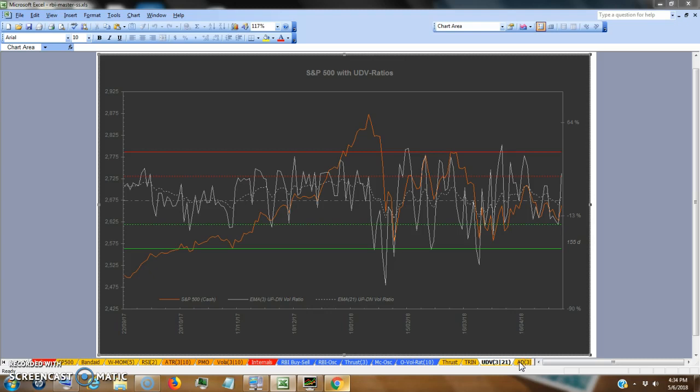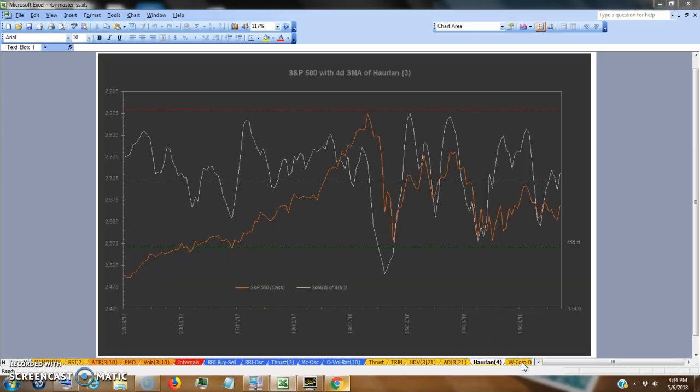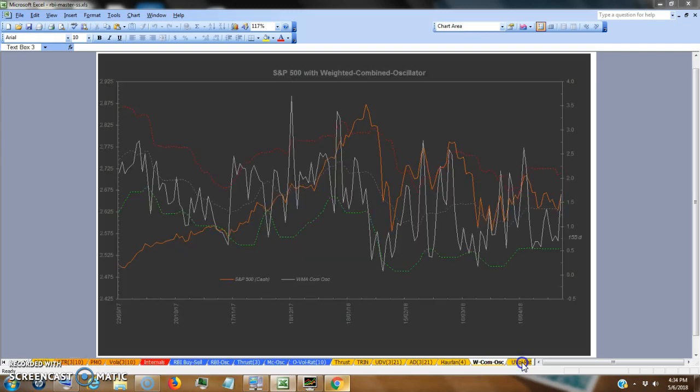This is a 3-day advanced decline oscillator to get minor extremes and then major extremes. I don't bring this up a lot. I just like to see this agree with the other indicators. If we're at an extreme, it's a bit more important. The Hurlin index, we'll mix that.